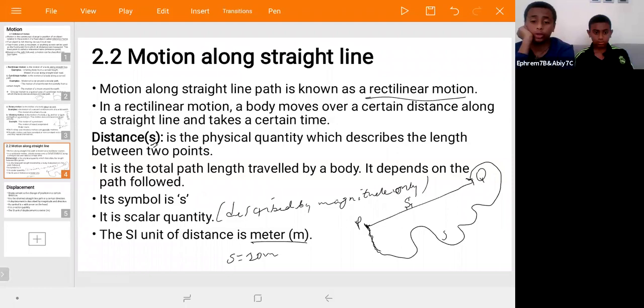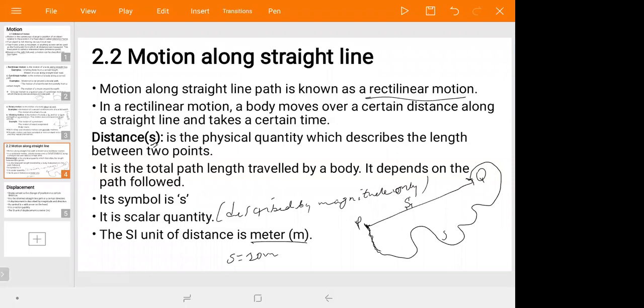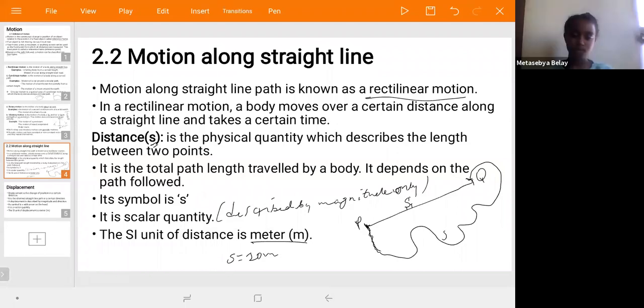Sir, I have a question. Why are distance, displacement, velocity, and speed...?